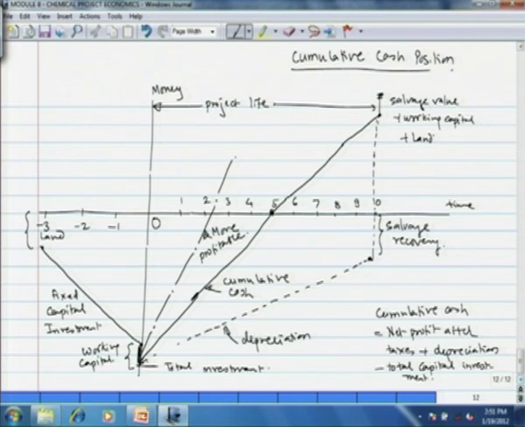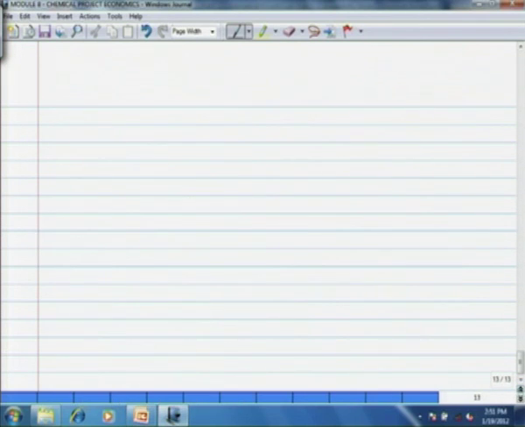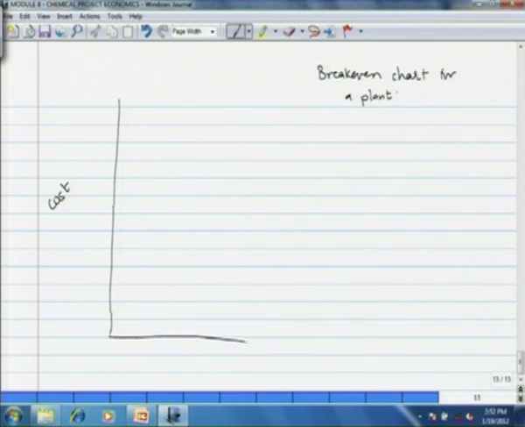Like we shall see another diagram, what is known as the break-even chart, for a plant. What should be the operating capacity? Here on the y-axis I am plotting the cost, either in rupees or dollars, and on the x-axis the rate of production.